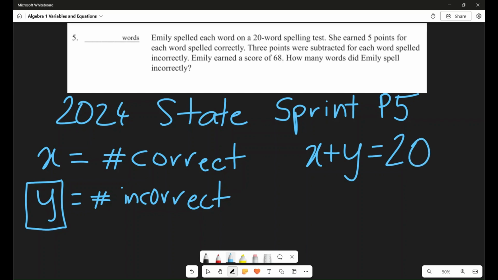Now we can read the next sentences. She earned 5 points for each word spelled correctly, and she lost 3 points for every word she spelled incorrectly. So 5x, because for every correct word she gets 5 points, and then for every incorrect word she loses 3 points. So it's minus 3y, and that is equal to 68.